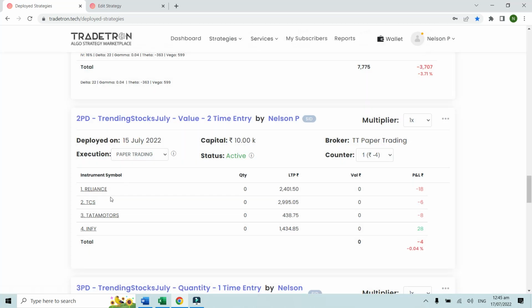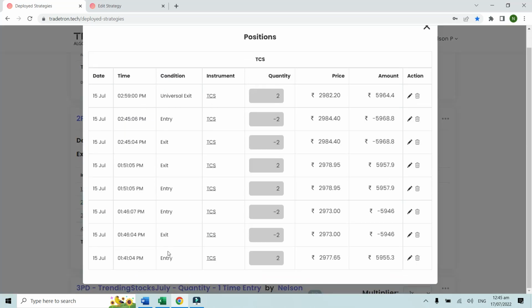through the positions detail. Similarly for TCS also, if you see, there was a first entry on the buy side at so and so time. The second entry on the buy side was at 1:51 p.m., the first short entry was at 1:46 p.m., and the second short entry was at 2:45 p.m., and then after that there was a universal exit directly. Remember that I deployed this strategy somewhere around 1:30 in the afternoon, so that's the reason why it has not shown trades early in the morning. Whenever you deploy the strategy, it will start checking conditions from that particular point in time. So that's the reason why it has taken 2 entries and then stopped.